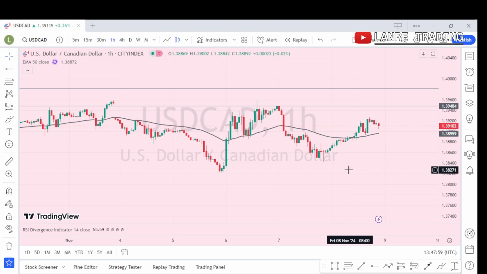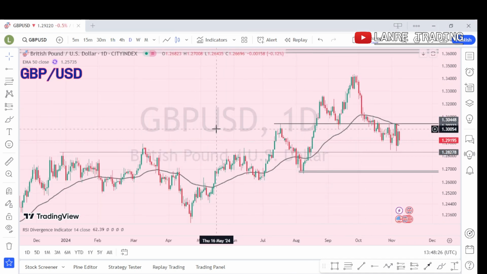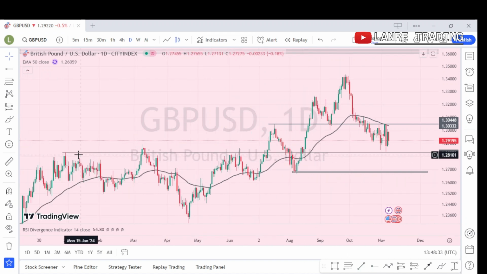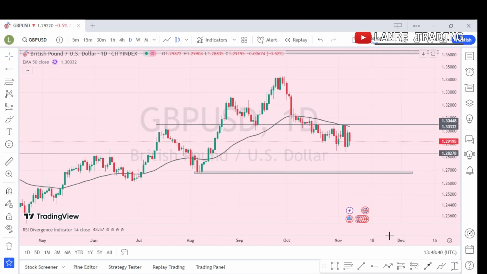So I'll move on to the next pair, which is Great Britain Pound USD. I'm on a daily time frame, and as you can see, price got to this very strong minor level that has been respected several times.